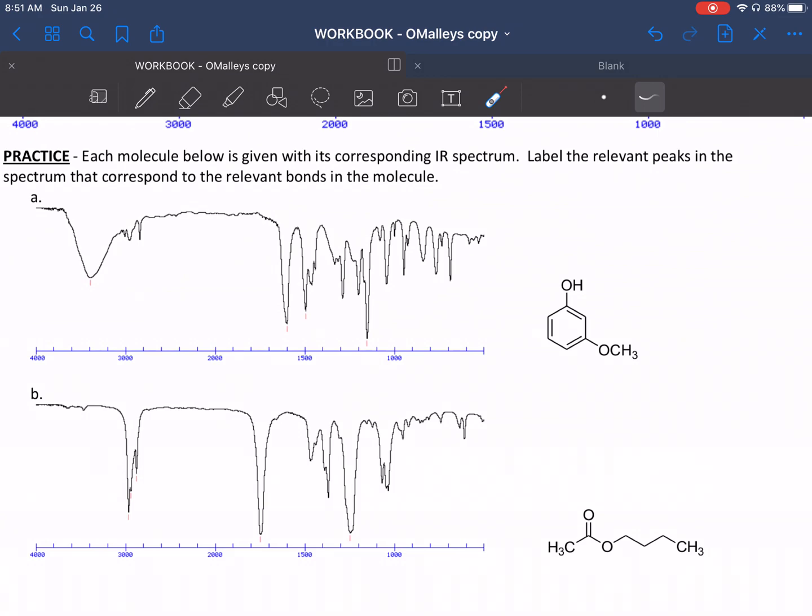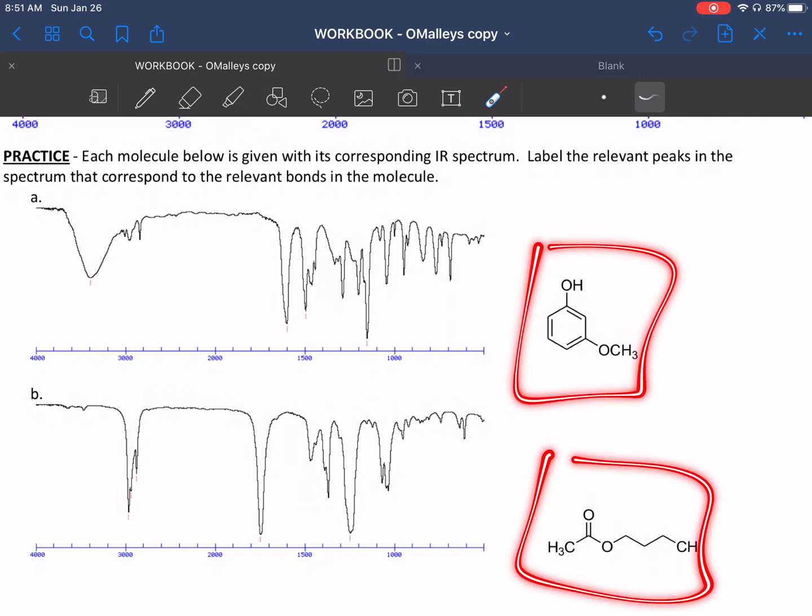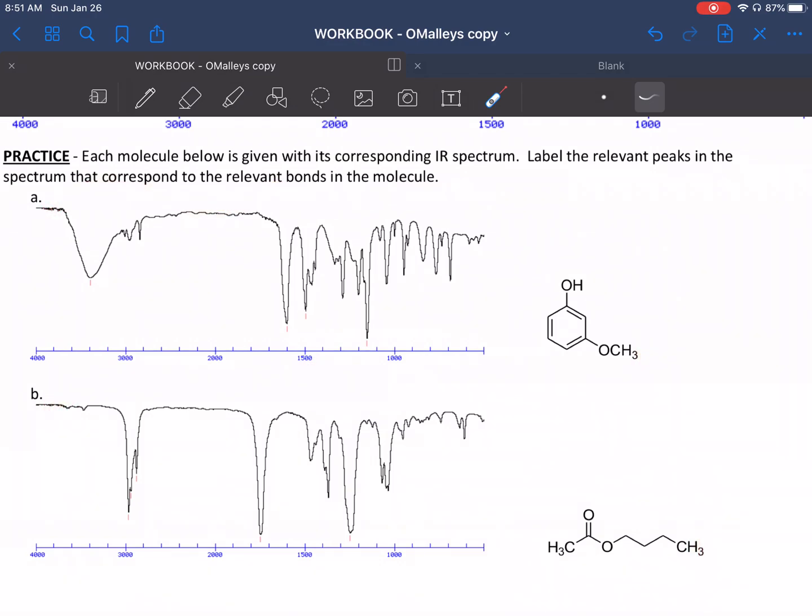So at the bottom, there are just two other spectra. And I want you to hit the pause button, and knowing that these are the spectra that go with these compounds, hit pause and see if you can identify what signals in the spectrum correspond to the bonds in those structures.